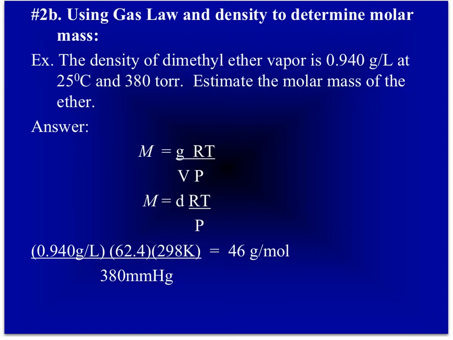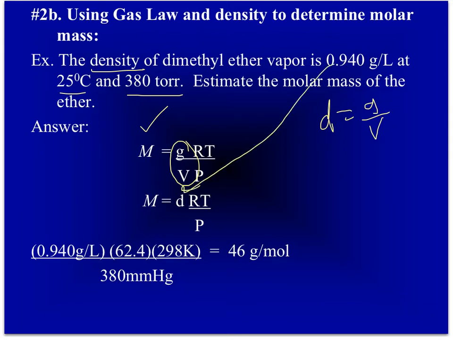Okay, next type of problem is just a slight variation of the first one. This time we're given density, and remember, density is mass over volume. Okay, we're given temperature, pressure. We want to find the molar mass. So here's our formula, and remember, we can just substitute density in for that. So we'll plug in our density here. We'll look up our R value on our chart. Temperature, remember we need to add 273 to the 25, which will give us 298.